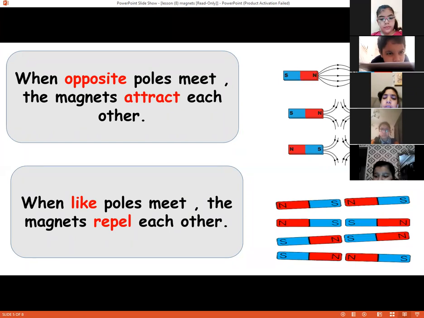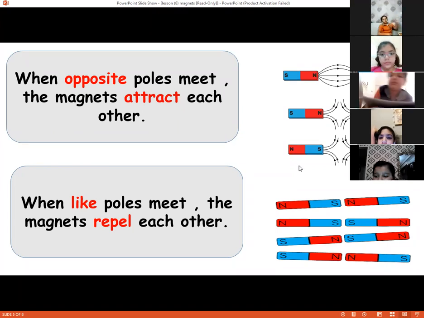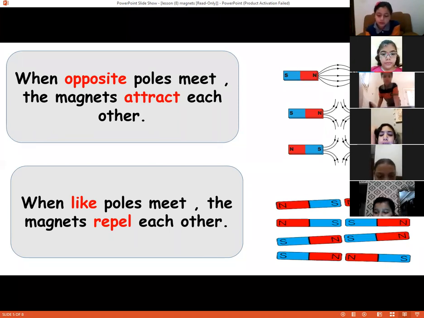The word like means similar. You know similar? North to north, south to south. What happens to both? They repel each other. Repel means not attract, go far away. You understand this part? Yes. The like poles, the similar poles, north pole with north pole, south pole with south pole: when I put them close together, will they attract or repel? Repel each other.